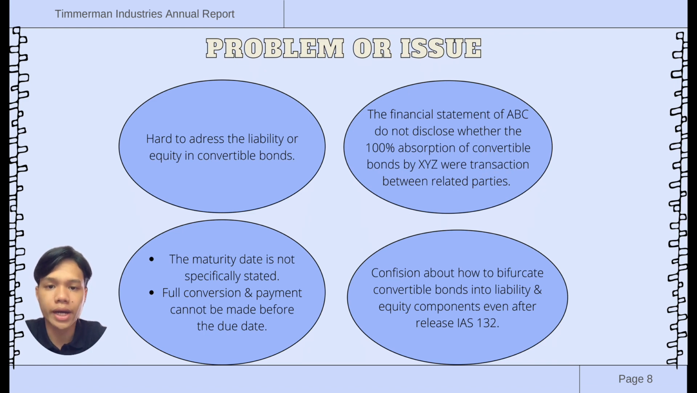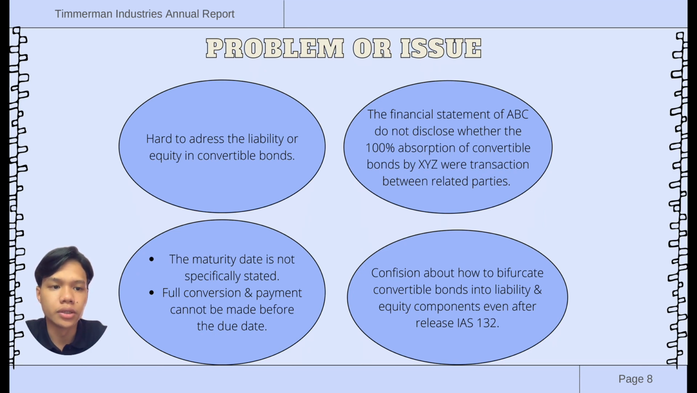Even after the release of IAS 132, many people or firms refer to IAS 132 to bifurcate and identify whether it's a liability or equity for the company. The next problem is that the financial statement of ABC does not disclose whether the issuance of the convertible bonds by ABC and the 100% absorption of such convertible bonds by XYZ were transactions between related parties.